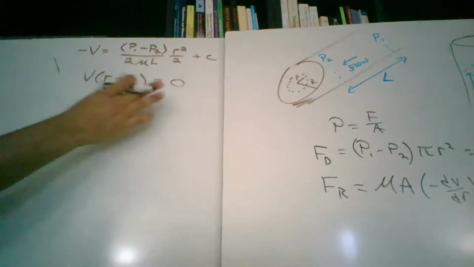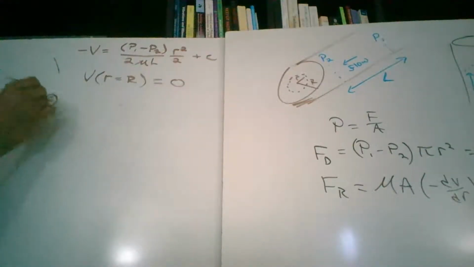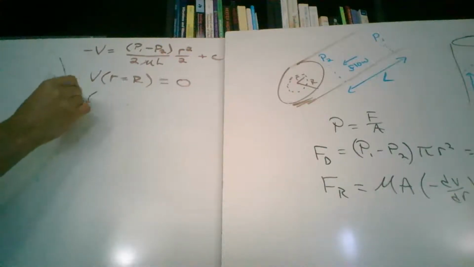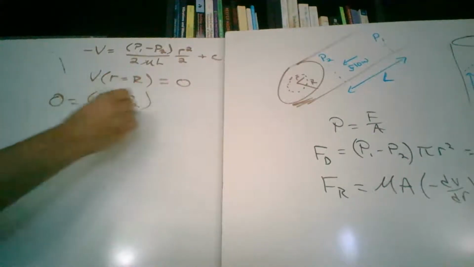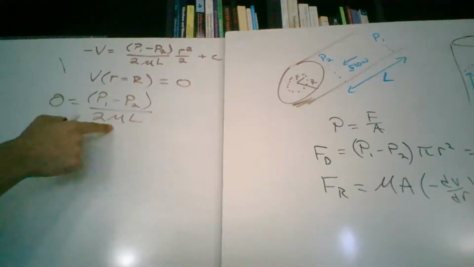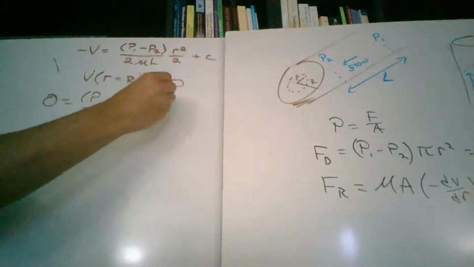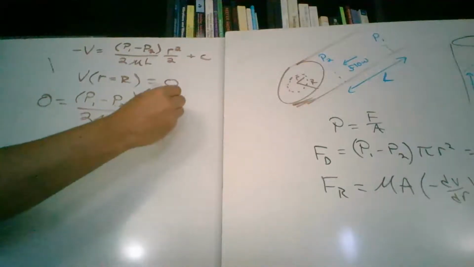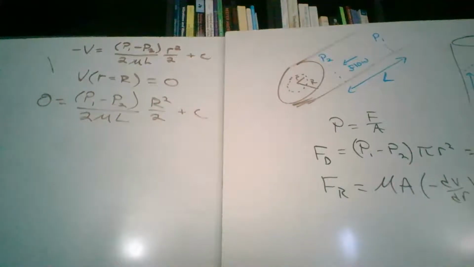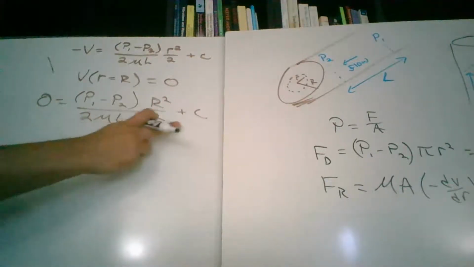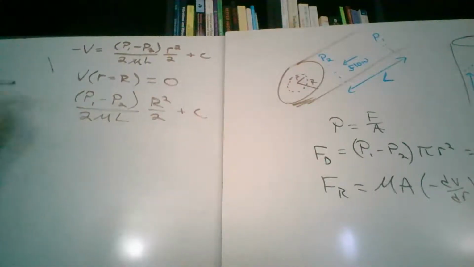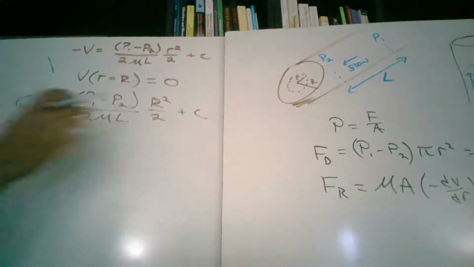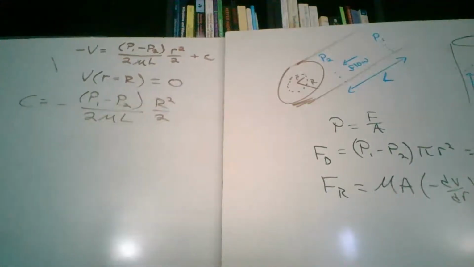So what we do is we just take this and put it into here. We get 0 is equal to rho 1, rho 2, 2 mu naught, 2 mu L big R squared divided by 2 plus C. And from here, we can subtract this whole term to the other side, and we end up with C is equal to negative this term right here.